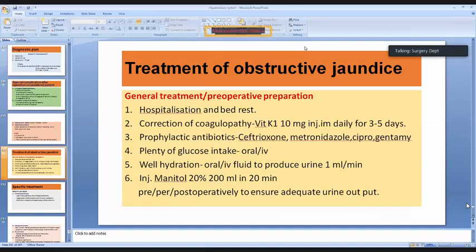Any of you? To ensure adequate urine output. বলো। কেন we have to give this? কি বুঝি নাই?